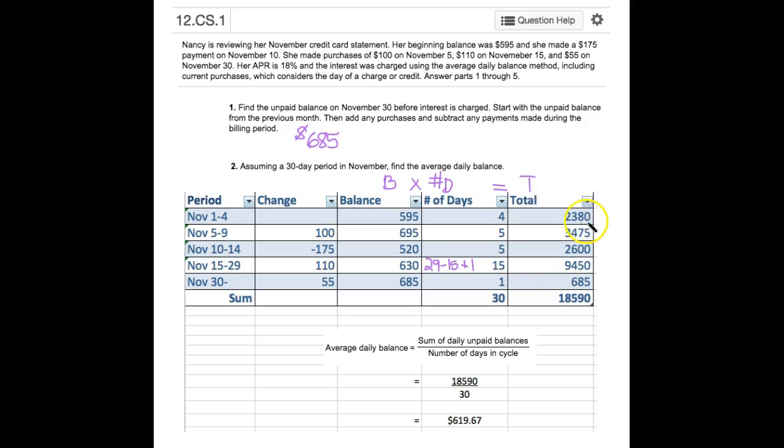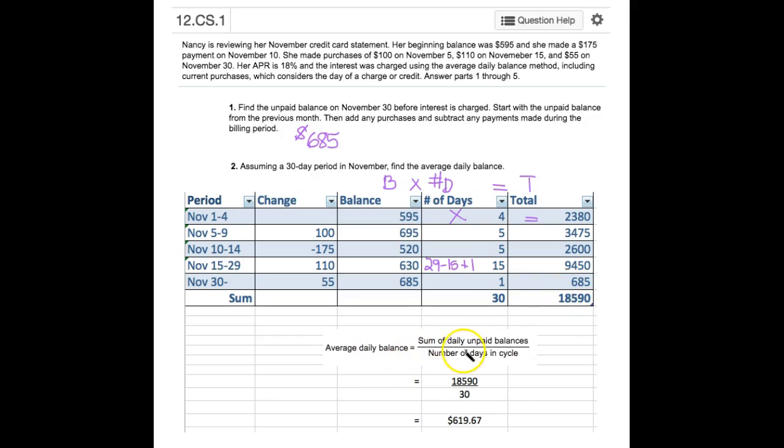So the 2,380 is 595 times 4. So that's where the 2,380 comes from. So you just do that for each time the balance changes. Just take that new balance, multiply it by the number of days that the balance was carried through in that month, and then add those all up. That's going to give us our grand sum total for the month.